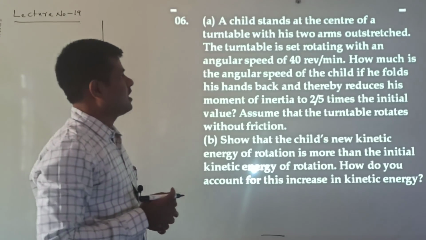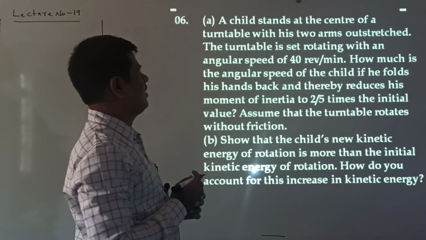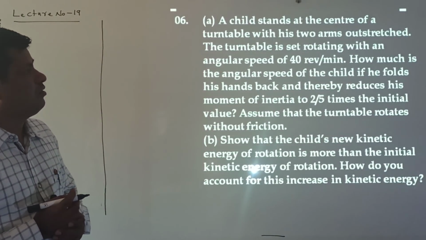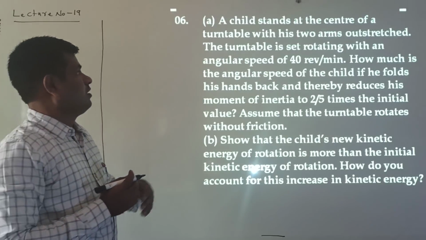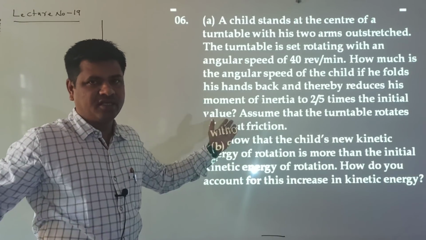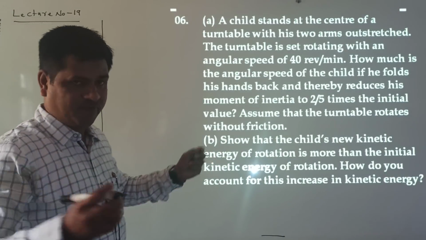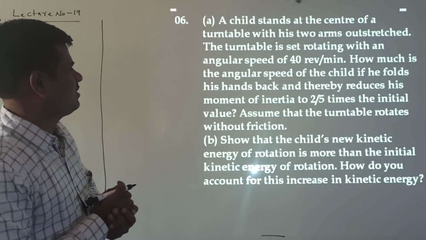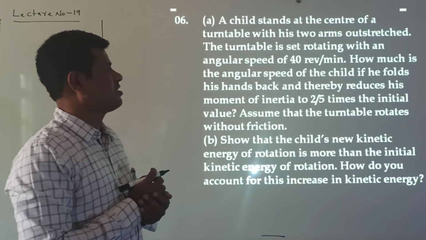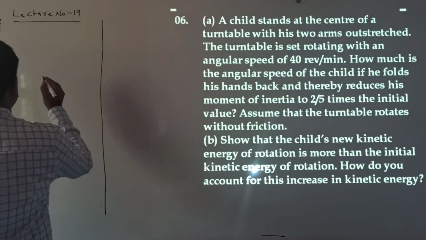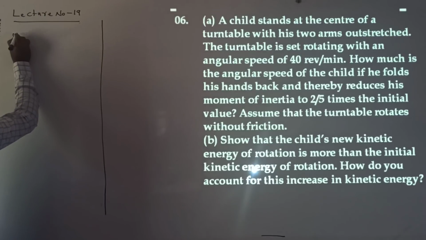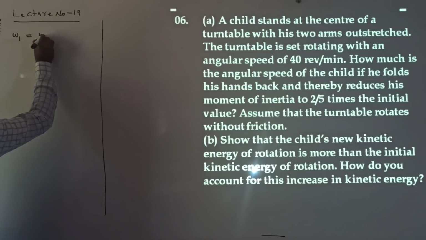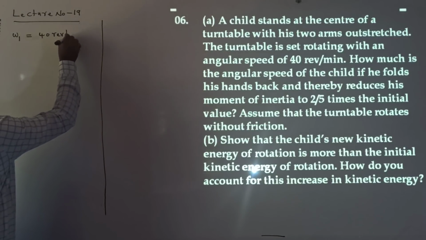A child stands at the center of a turntable, his 2 arms outstretched, which means they are stretching away from the body. The turntable is set into rotation with an angular speed of 40 revolutions per minute. First, the angular speed is given, which I consider as omega 1. Omega 1 is given as 40 revolutions per minute.